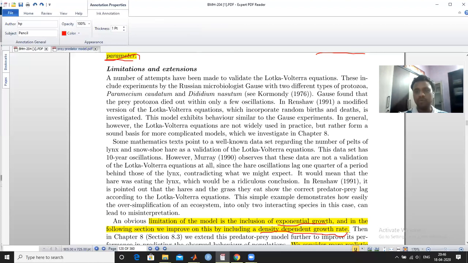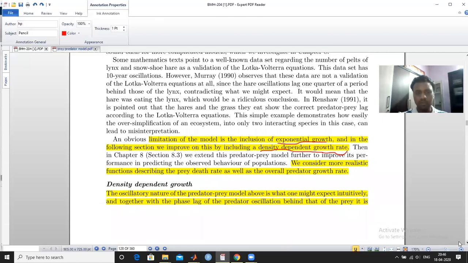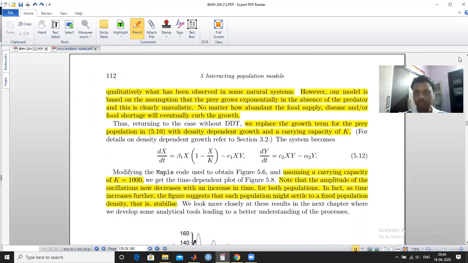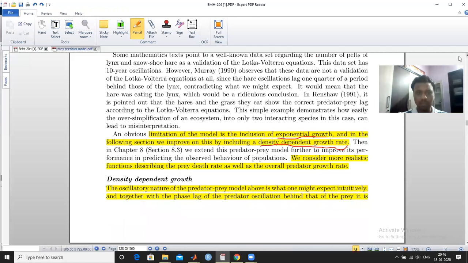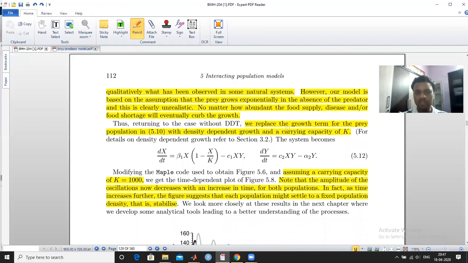So what was the model? dx over dt is equal to r multiplied by x and multiplied by 1 minus x by k, where k was the carrying capacity. So if we use this density dependent model, the oscillatory nature of the predator model above is what one might expect intuitively, with the phase lag of the predator oscillation behind that of the prey. So now, if we replace this, we can check this assumption as well.